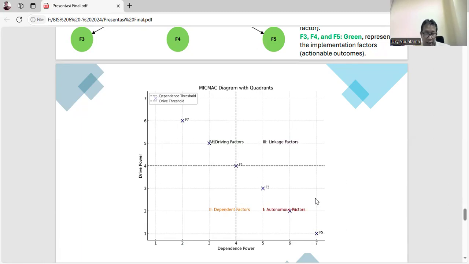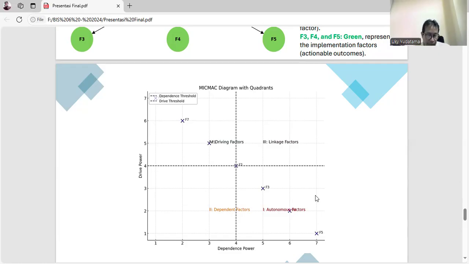F3, awareness and education, and F5, business process and operation, are examples of factors placed here. Autonomous factor, quadrant 4: these factors have both low drive power and low dependence power, meaning they do not have a significant influence on others and are not significantly influenced by other factors. This category is not populated in this diagram.